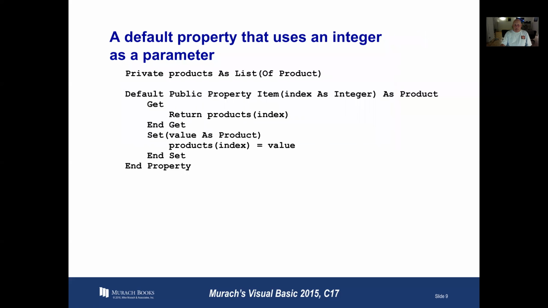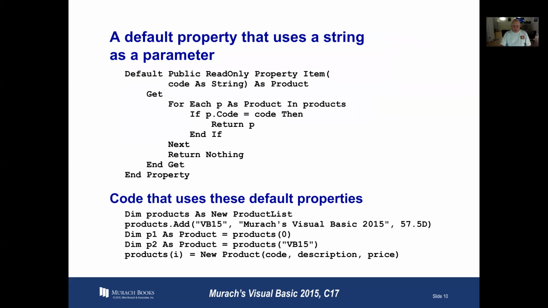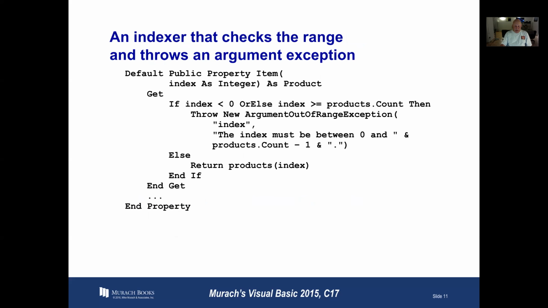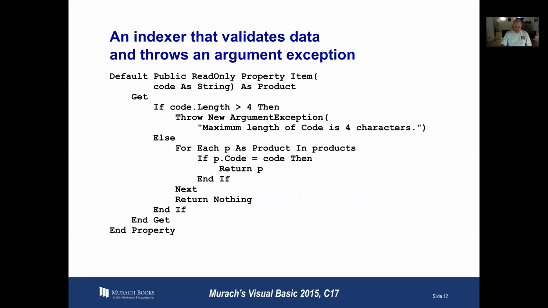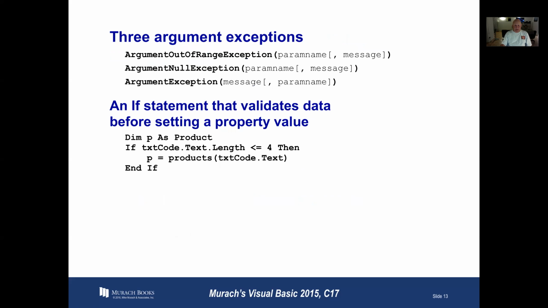So this is an example of a default property that uses an integer as a parameter. This property uses a string as a parameter. And this is the code that uses these default properties. An indexer that checks the range and throws an argument exception. This validates data and throws an argument exception. These are three argument exceptions. An if statement that validates data before setting a property value.